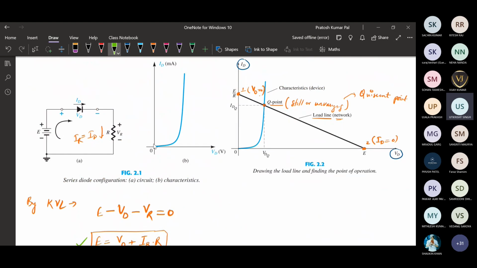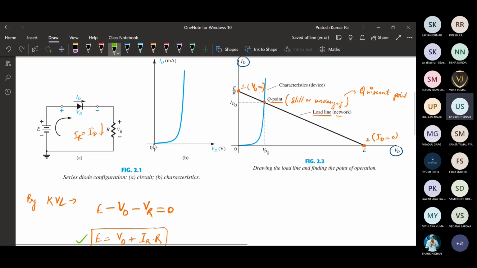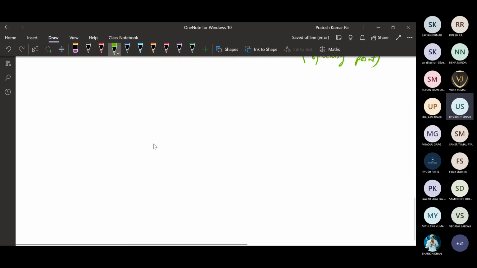So once we know the current flowing through this diode and voltage drop across this diode, we can get the value of VR. Okay, so we can get what is the current flowing through this resistor, and also the voltage drop across this resistor. So this is the load resistor. Okay, so this is one of the methods through which we can find out the characteristics or the different components of a network.